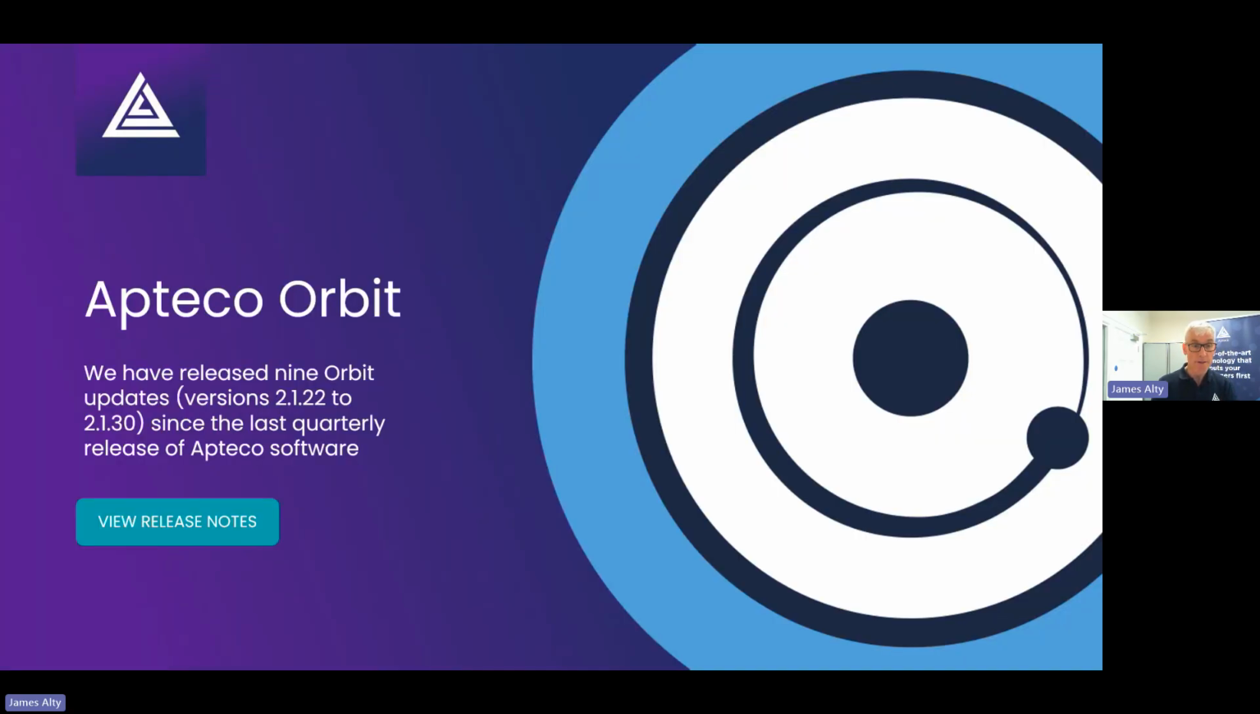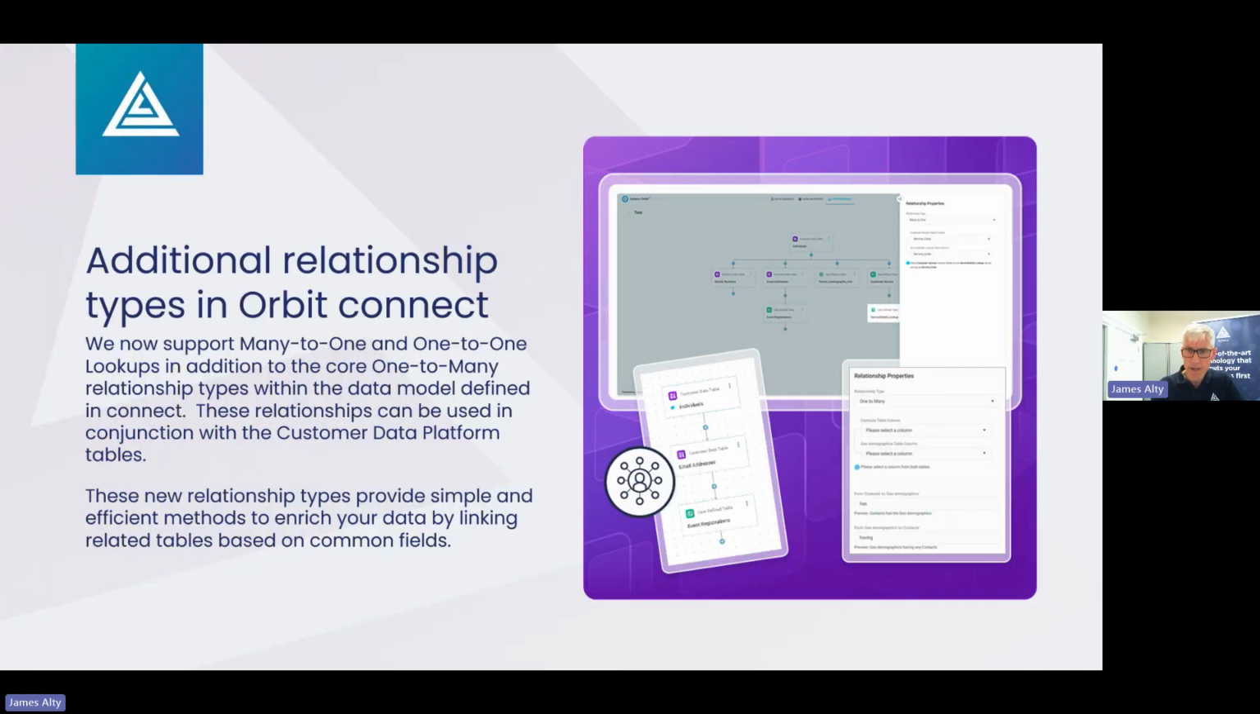Right, as I said, we'll start with Orbit. Using the PDF, you'll be able to link directly to the release notes, which are in the help hub if you want to go and find them manually, but lots going on. So first of all, in Orbit Connect, which is the part of the platform that allows you to ingest data and connect Apteco to your data systems, we've got a more powerful structure. We now support many-to-one and one-to-one lookups, in addition to the core one-to-many relationships that you might have between an individual and their transactions, or between an order and the order lines within that detail.